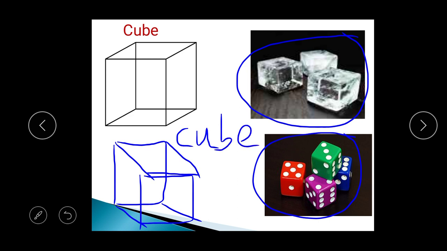C-U-B-E, cube. Another way you can spell cube is that just know that this is a magic E, and the magic E will change this to the letter name and it will sound U. So this is cube and the magic E will be silent. So you can have it that way, and you can also spell it as C-U-B-E, cube. Then you have objects such as your ice cube, your dice, and the rest.